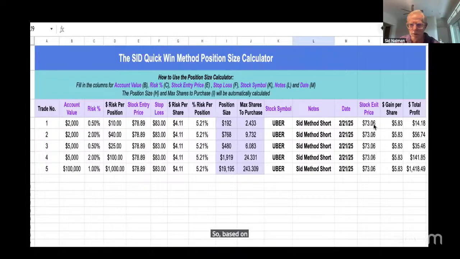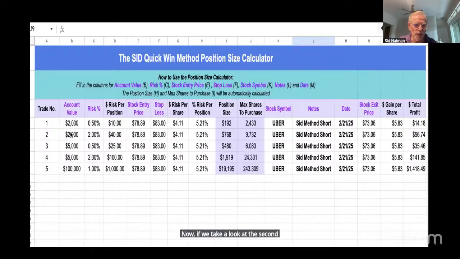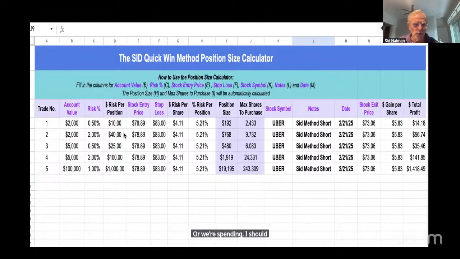So based on those numbers, what will happen is you see here, your total profit would be $14.18 on these numbers. So you're risking $10, you're making $14.18. Now, if we take a look at the second scenario, same account value, but we're risking 2%. That's the highest I go in terms of risk per single trade, 2%. So we're risking $40 in the same scenario with the prices. And the numbers here, we're risking $768 on this trade. Or we're spending, I should say, not risking. You're risking $40. You're spending $768.